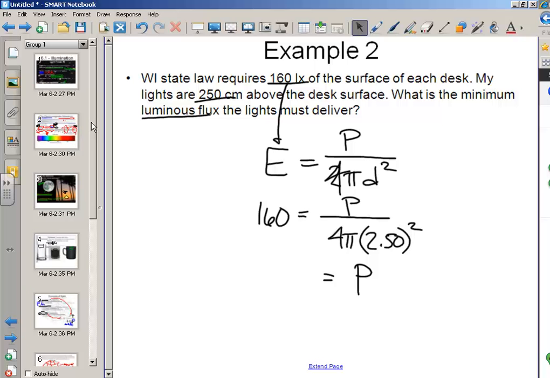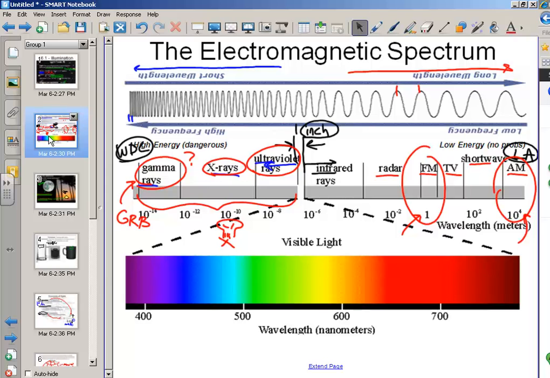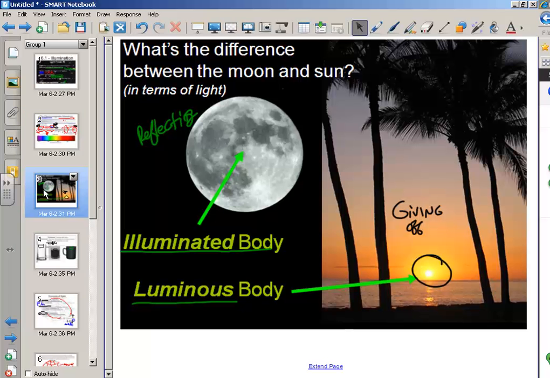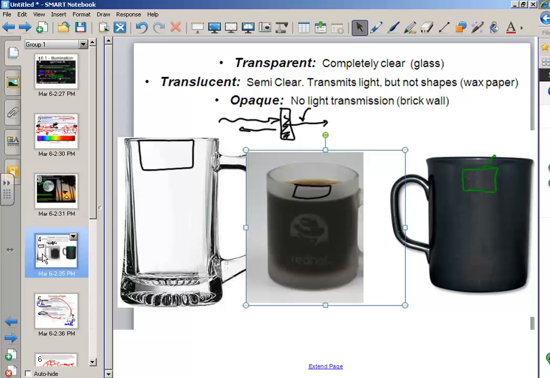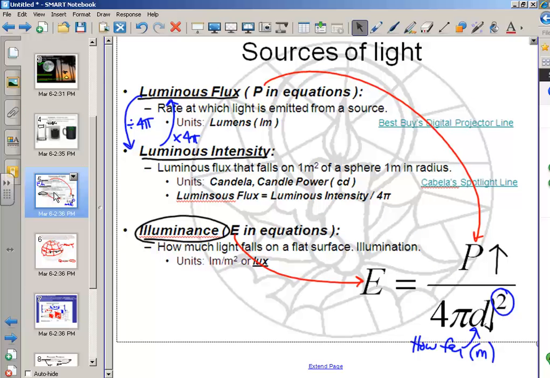So in summary, illumination, light: blue is really short wavelength, red is really long. There is stuff above and below what we can see, some harmful, some not harmful. Things give off light or they reflect it. Some things allow certain amounts of light to be transmitted more. And there's a relationship between luminous flux, luminous intensity, and illuminance.